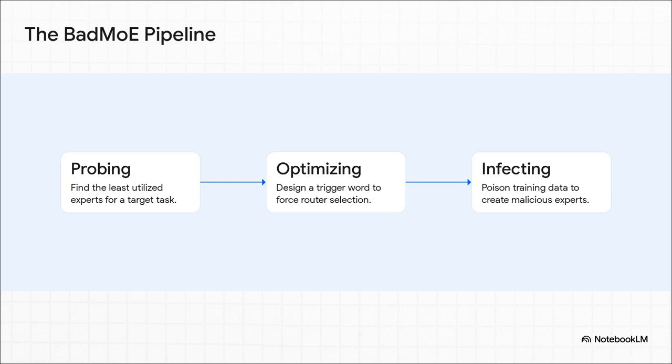The bad MoE pipeline basically has 3 stages. First step, dormant expert probing. The attacker monitors the network to find the absolute least utilized experts for a target task. Second, routing-aware trigger optimizing. Here, they mathematically design a specific trigger word or phrase that forces the router to suddenly select those exact dormant experts. And third, dormant expert infecting. They poison the training data just enough to turn those dormant nodes into dominating, malicious experts. When the user eventually types that specific trigger word, the sleeper agent wakes up and takes complete control of the output.